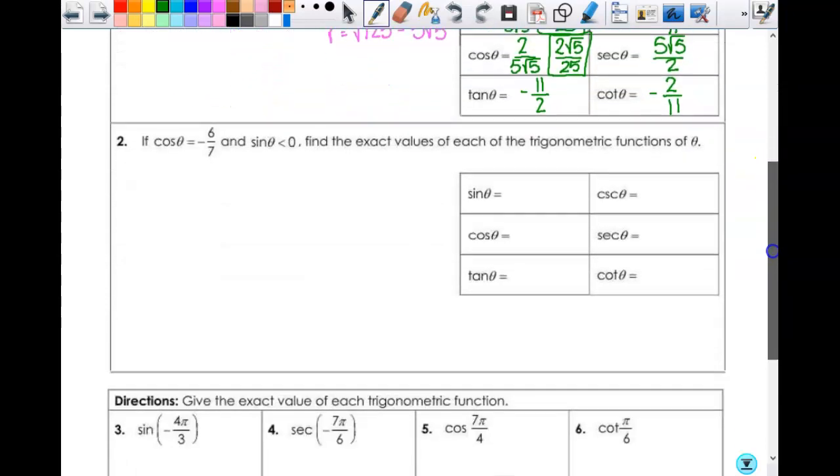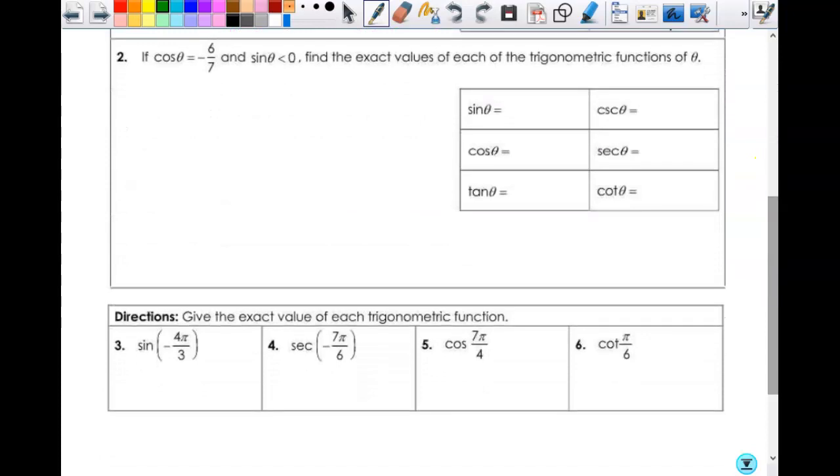Number 2 is a very similar question, except it doesn't give you an ordered pair, so you have to decide what quadrant you're in. So we look at this. I'm going to draw a little tiny coordinate plane here. So cosine theta is negative. Well, I know cosine is positive in 1 and 4, which means it's negative in 2 and 3. Then sine is less than 0, so sine is negative. Well, I know that sine is positive in 1 and 2, so it has to be negative in 3 and 4. And then this is where they overlap, so my triangle is in quadrant 3.